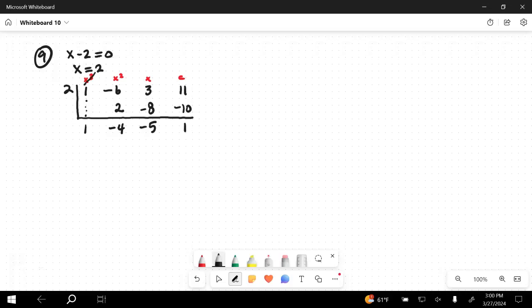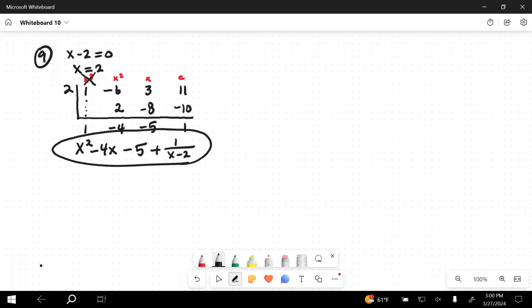Our final answer has dropped a degree, so it goes from a third degree polynomial to a second. I get 1x squared minus 4x minus 5, which means this guy is our remainder. Remainders are always added on and written over the original divisor. This is the only answer that gets full credit.